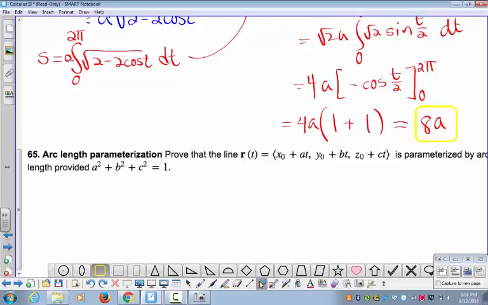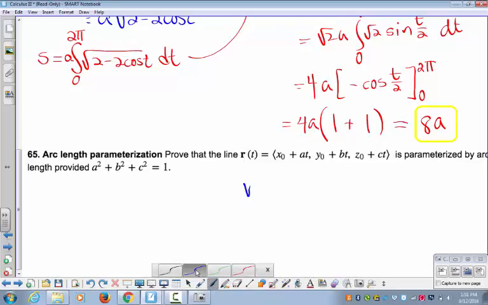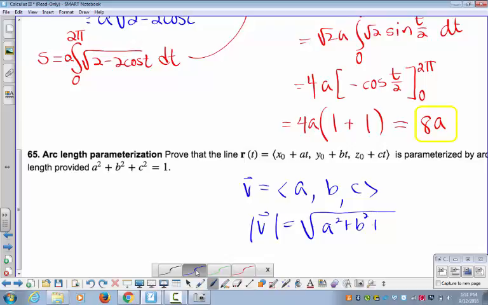This one let's just do by inspection. This says prove that that parameterization is parameterized by arc length as long as a squared plus b squared plus c squared is 1. What's the speed here? Or let me ask, what's the velocity first? It's ABC. All right. So that means the speed is necessarily the square root of a squared plus b squared plus c squared. And so that follows that. Because for it to be an arc length parameterization, the speed has to be 1. The only way speed is 1 is if that's true, right there.